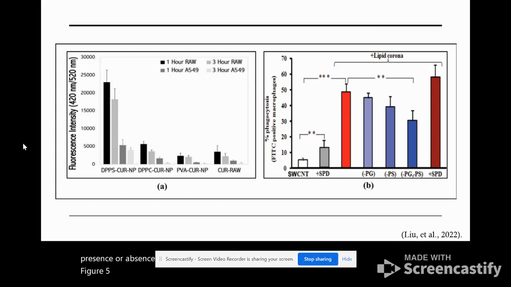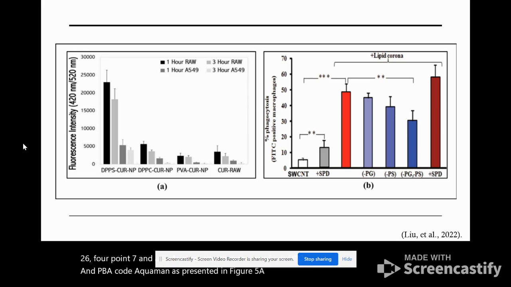Figure 5 shows the results of the investigation of the cellular uptake of dipalmitoylphosphatidylserine, or DPPS, DPPC, and PVA-coated curcumin-loaded acetylated dextran nanoparticles in the A549 cell line and RAW 264.7 macrophage. Data reveal that, in contrast to the A549 cells, greater levels of nanoparticles were interacting with RAW 264.7 macrophage for all nanoparticles. And DPPS-coated nanoparticles demonstrated greater levels of interaction with the RAW 264.7 and A549 cell lines than the ones from DPPC and PVA-coated curcumin, as presented in figure 5A.